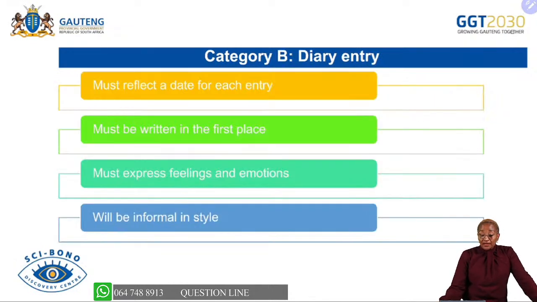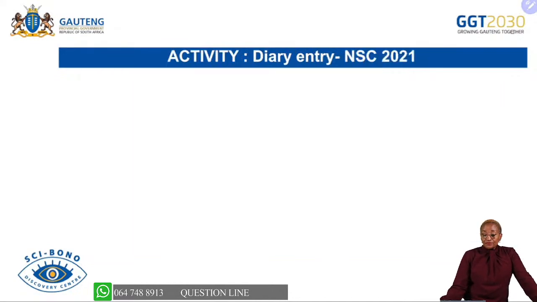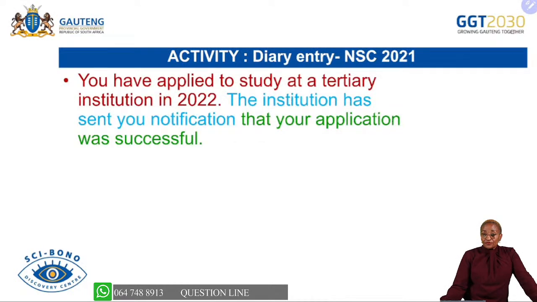Let us quickly look at the summary of that. A diary entry must reflect a date for each entry. It must be written in the first person. It must express feelings and emotions. It will be informal in style. Those are the 4 main things that you've got to take note of. So let's have a look at the activity for a diary entry.